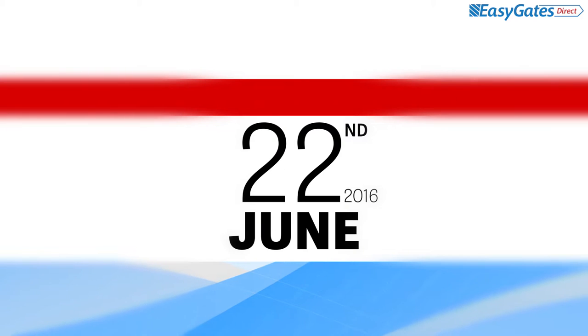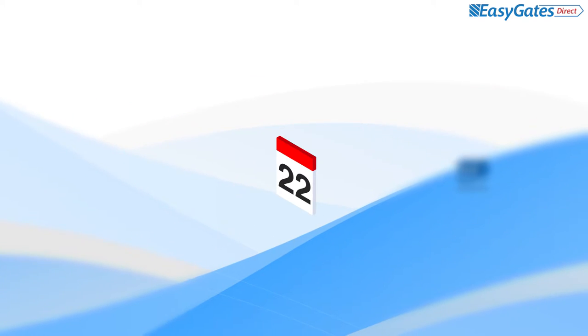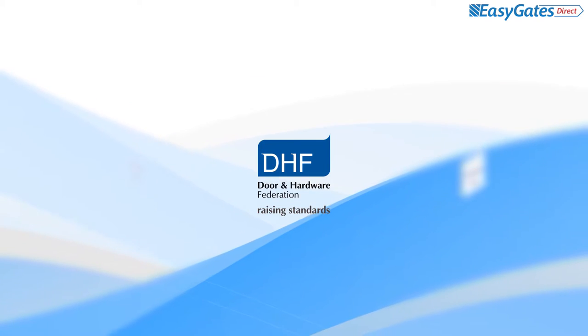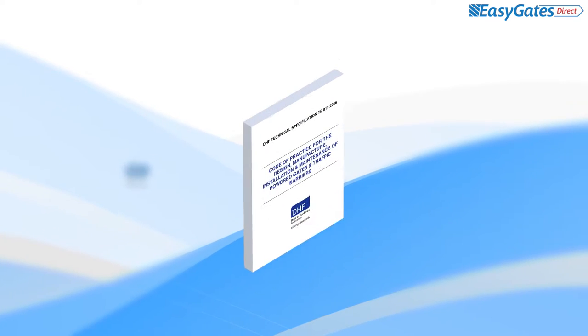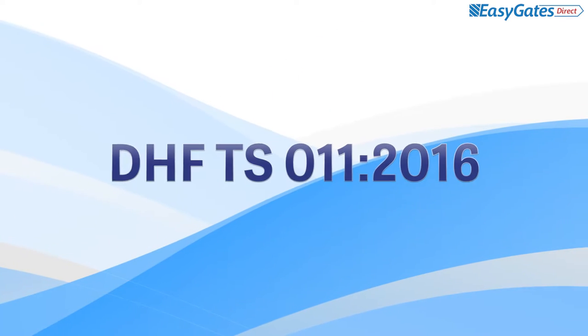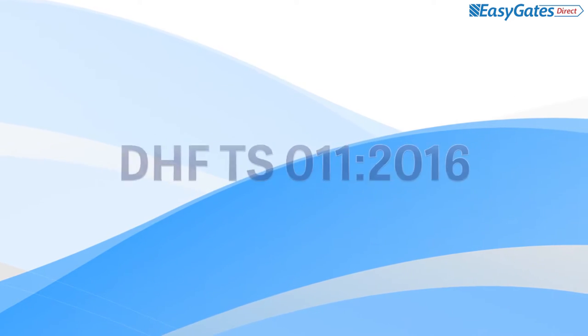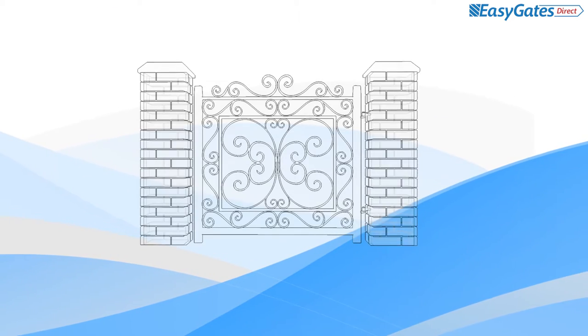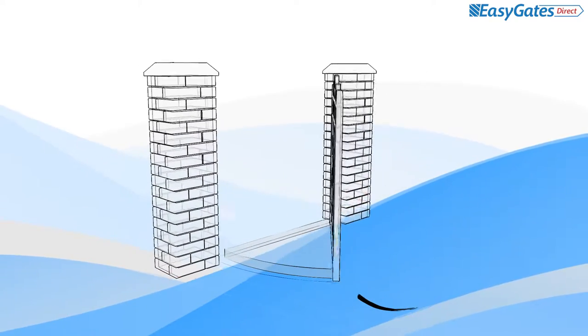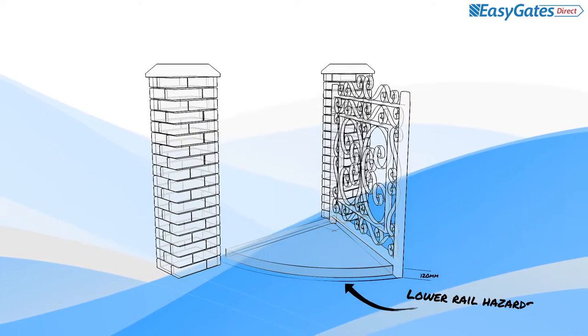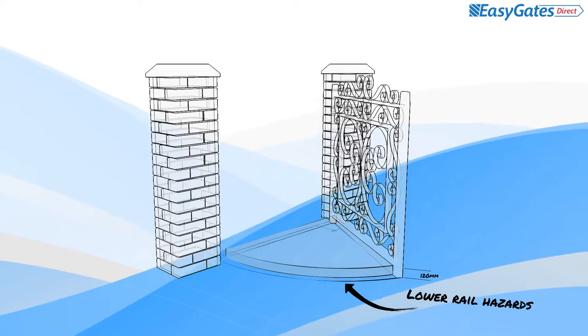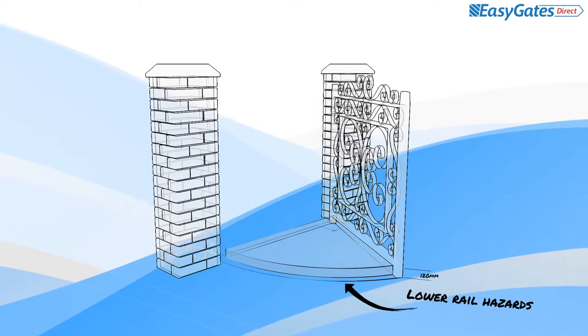As of the 22nd of June 2016, the Door and Hardware Federation, the trade body that represents the UK gate and door industry, has released a new code of practice. One area clarified is the definition of lower rail crush or impact hazards on swing gates. This area has always been a concern when addressing safety requirements, as the current BS EN standards did not clearly define any parameters.